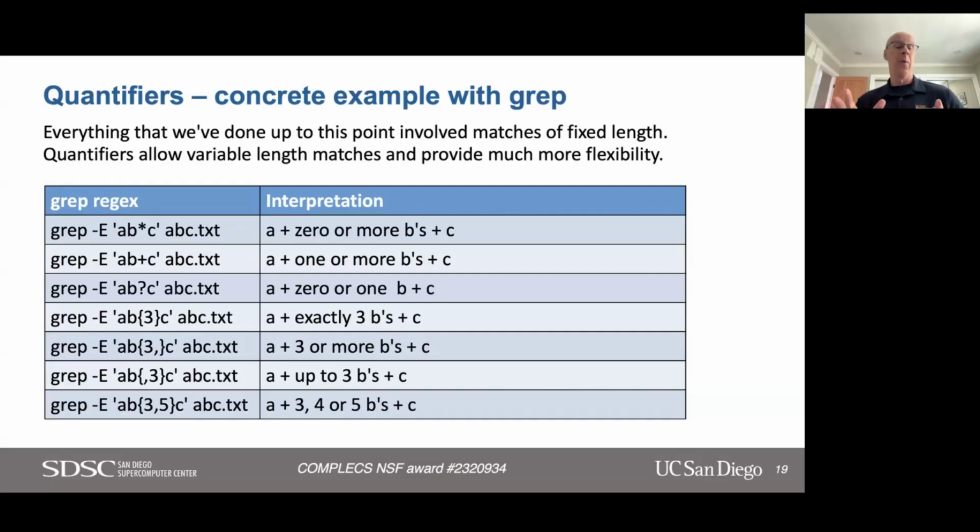Next example, we have 3 comma in the curly braces, which means at least, or 3 or more B's. Next example, comma 3 in the curly braces, which means up to 3 B's. And then finally, 3 comma 5 in our curly braces, which means A followed by 3 or 4 or 5 B's, again followed by C. So again, kind of abstract, but we're going to see some examples where this is very helpful.